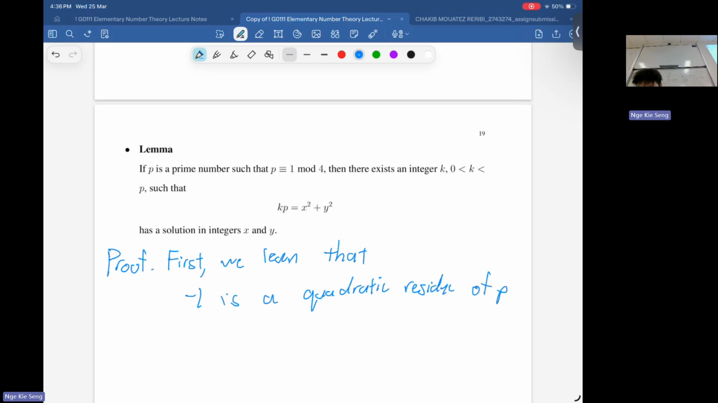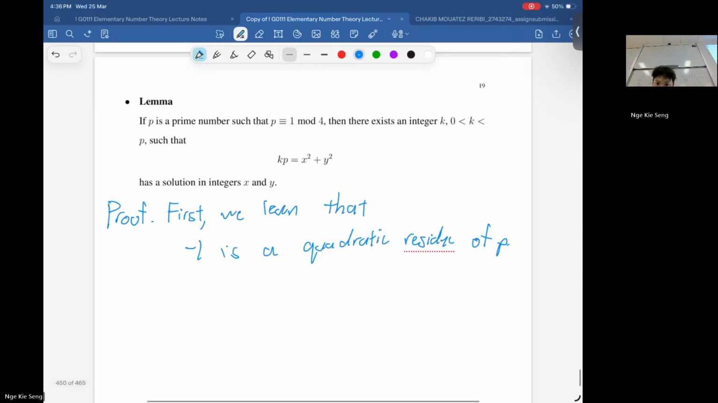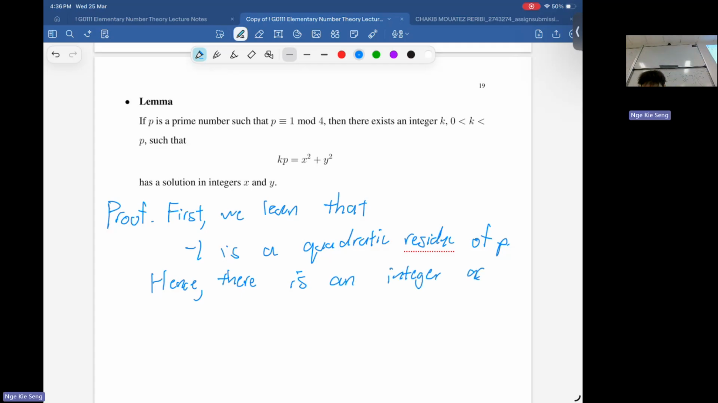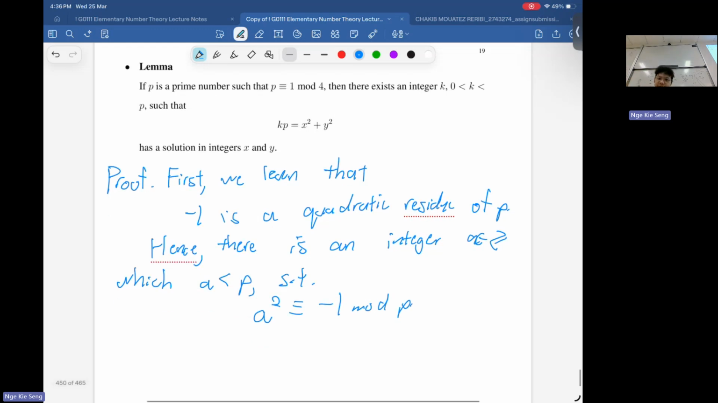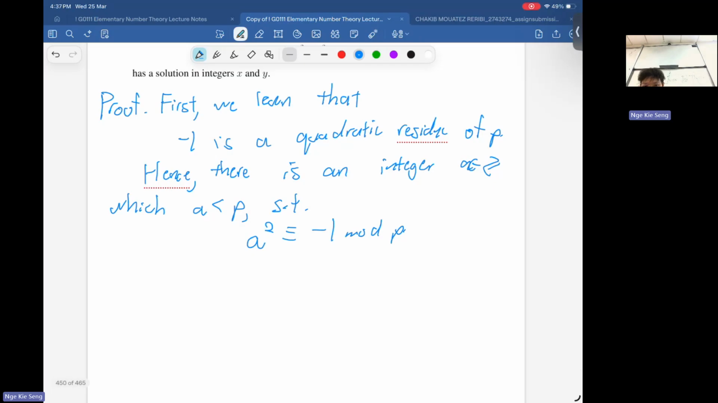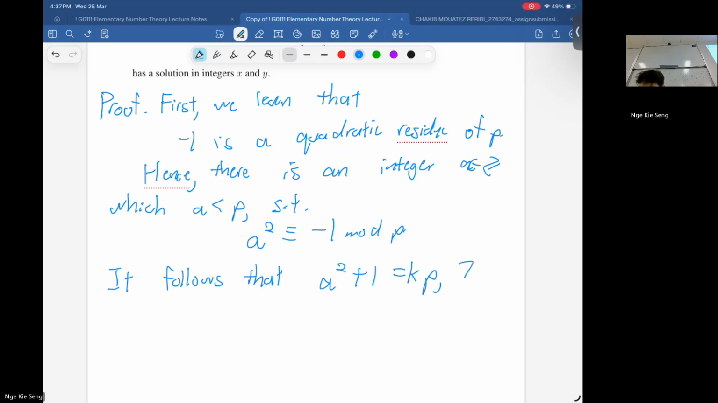Let me show you how this is going to be used here. What does quadratic residue mean again? It means you have a solution to the following congruence. There is an integer a less than P such that a squared is congruent to -1 mod P. You take the square and what is left over is -1 mod P. Combined with your chapter 2 or 1 about congruence, it follows that a squared plus 1 equals kP for some multiple.